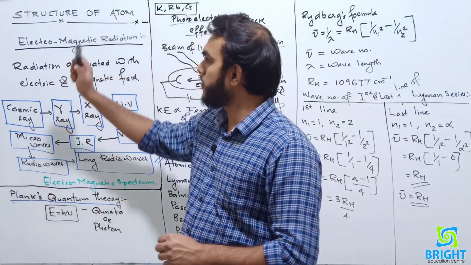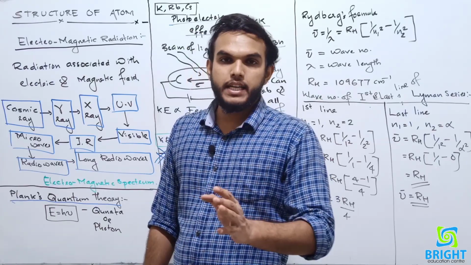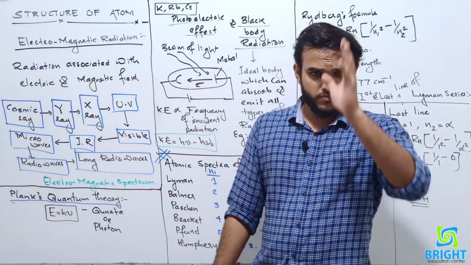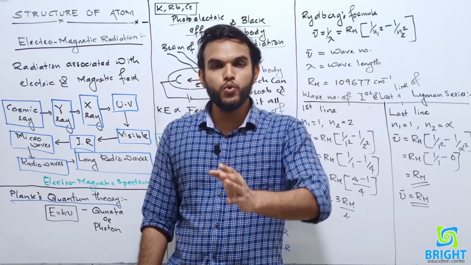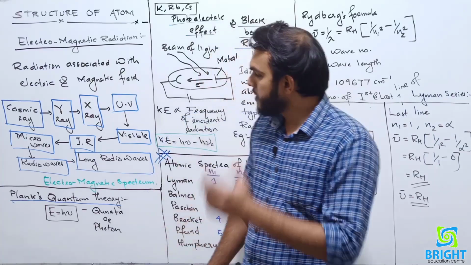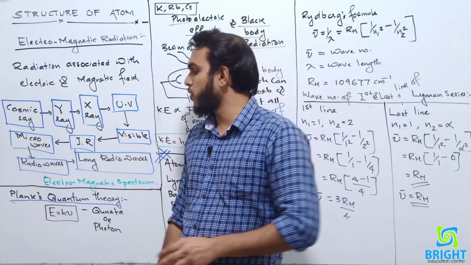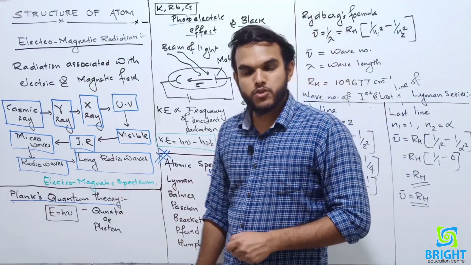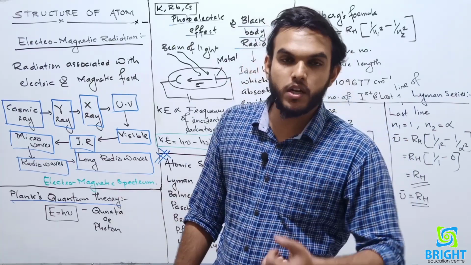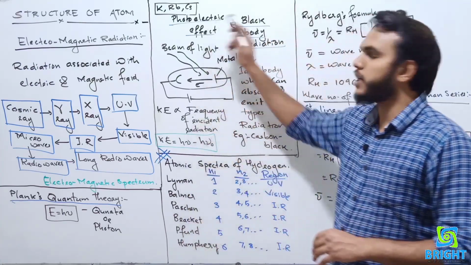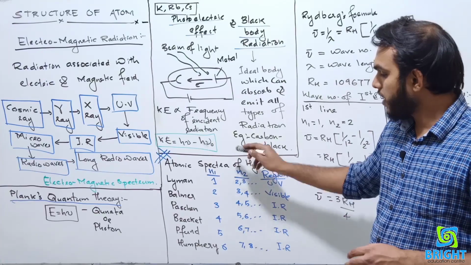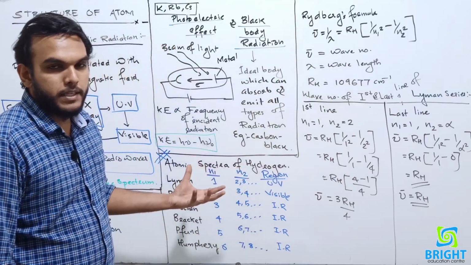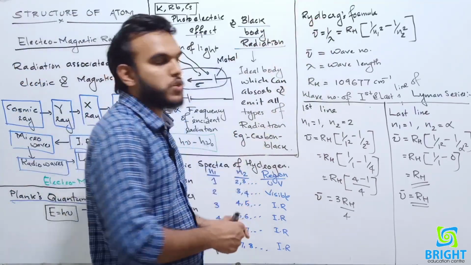Then what all things did we study? First of all, we studied electromagnetic radiation, that is radiation associated with the electric and magnetic field. We have a certain order: cosmic ray, gamma ray, X-ray, UV, visible, IR, microwave, radio wave, long radio waves, which is the increasing order of wavelength. Then we studied Planck's quantum theory, explained in the form of quanta or photon, E is equal to h nu. Then we studied the photoelectric effect, black body radiation, and also the atomic spectrum of hydrogen. Based on this atomic spectrum of hydrogen, we are explaining Rydberg's equation or Rydberg's formula.